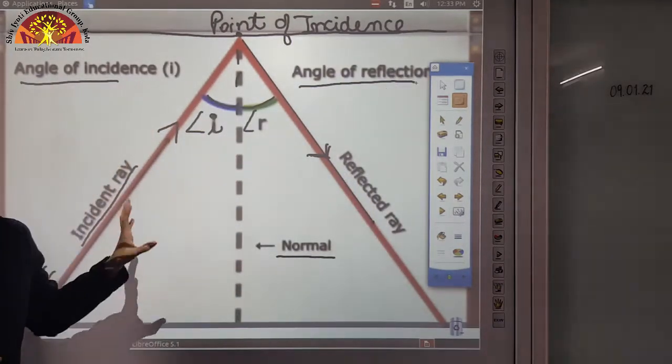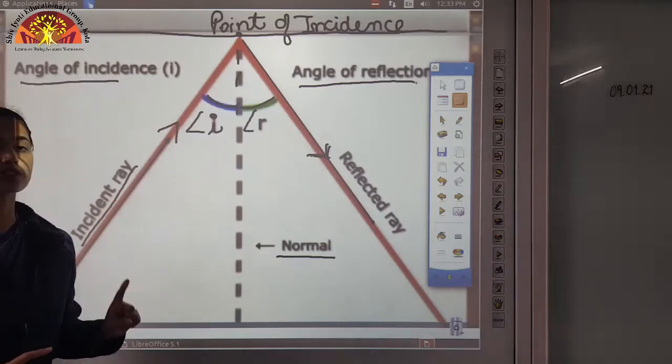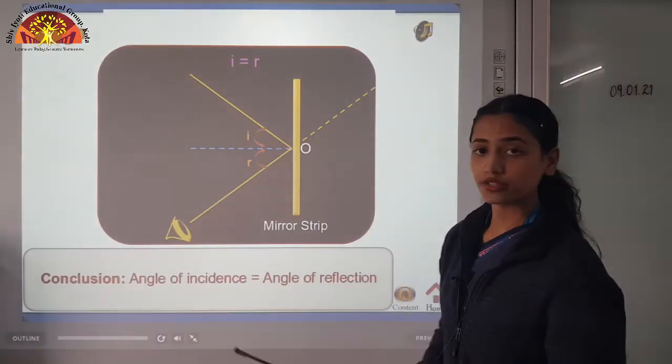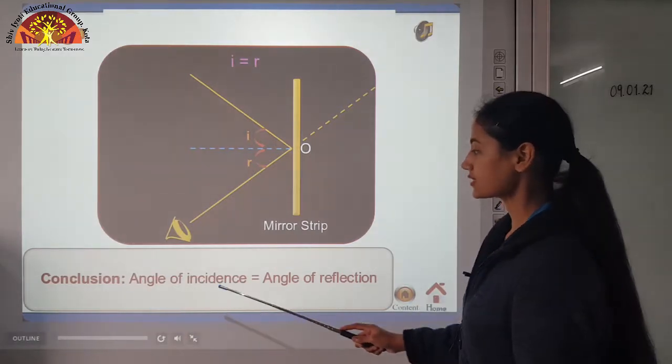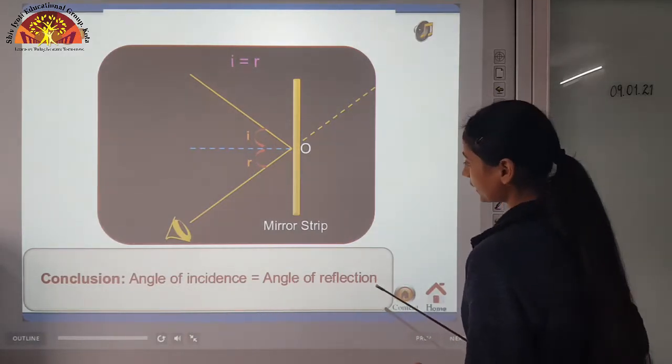Now I hope all these terms are clear to you. Now we will talk about the first law of reflection. According to the first law of reflection, angle of incidence is equal to angle of reflection.